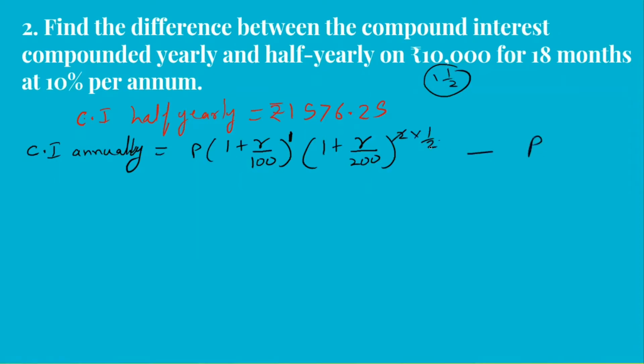Now this gets simplified, and then let us substitute the values. So principal was 10,000 (1 + 10/100) multiplied by (1 + 10/200)^1. This 2 and 2 got cancelled, and minus principal, which was again 10,000. Right? So let us simplify this.